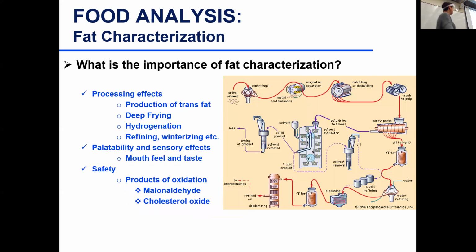And then processing. We talked about potential production of trans fat, and this happens when you're doing hydrogenation to saturate your fats, but if it's incomplete, instead of forming cis configuration of saturated fatty acid, trans configuration can be formed, and this is something that we don't want. So hydrogenation, impact of incomplete hydrogenation might result in trans fat.